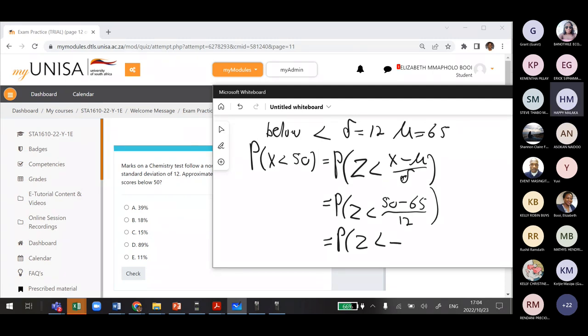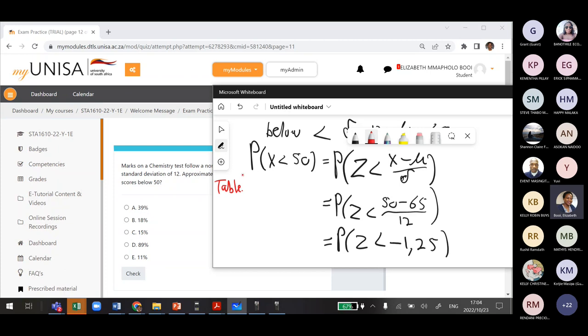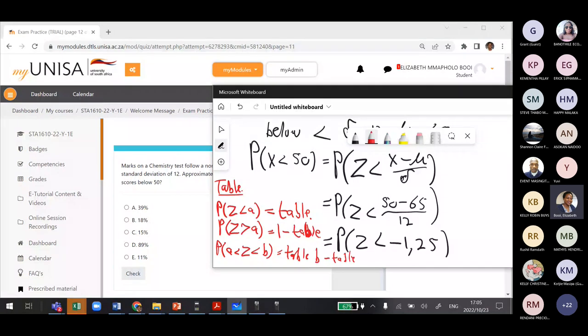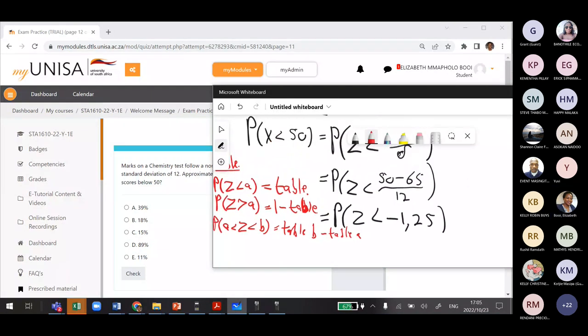It's negative 1.25. Now, the other thing you need to remember always, like I always say, we will go to the table, the cumulative standardized normal distribution table. The probability of Z less than a value, in this case minus 1.25, will be the value we find on the table. The probability that Z is greater than a value, we will say 1 minus the value we find on the table. It will be 1 minus the table value. If Z lies between two values, A and B, we say the table value for B minus the table value for A. Those are the things that you always need to remember when we work with probabilities.